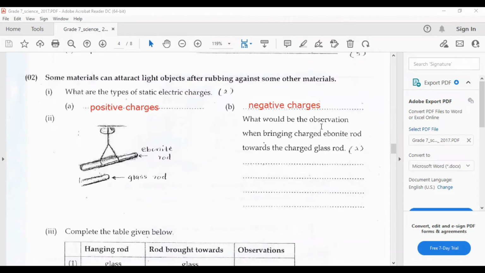Next one, what would be the observation when bringing a charged ebonite rod towards a charged glass rod? You should know the ebonite rod is charged with negative charges, while the glass rod is charged with positive charges. So these two attract each other. Positive and negative are attracting each other. The answer: attract each other. Always the unlike charges attract each other, while the like charges repel each other.